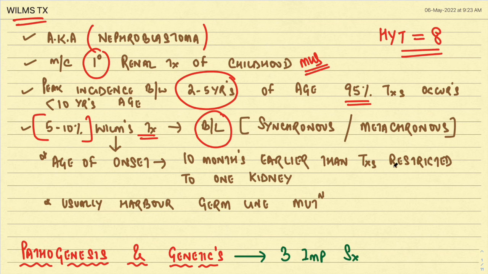So what are the features of bilateral Wilms tumor? The age of onset is slightly earlier. It is 10 months earlier than the tumors which are restricted to one kidney, and usually they harbor germline mutations. That means they are familial tumors. These are familial Wilms tumors.